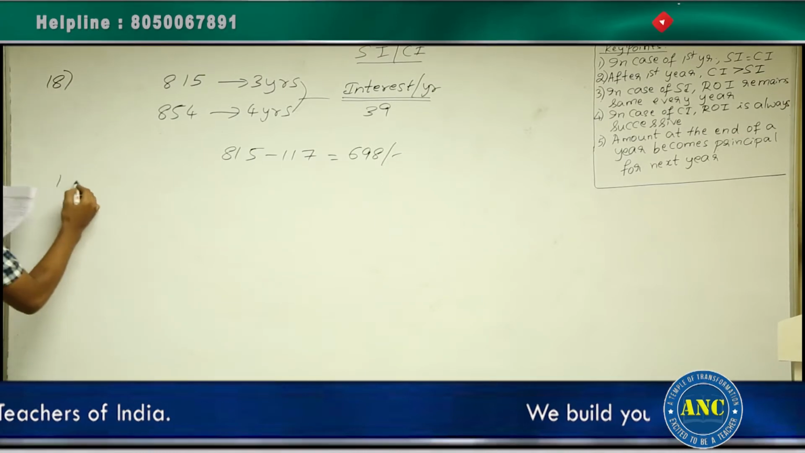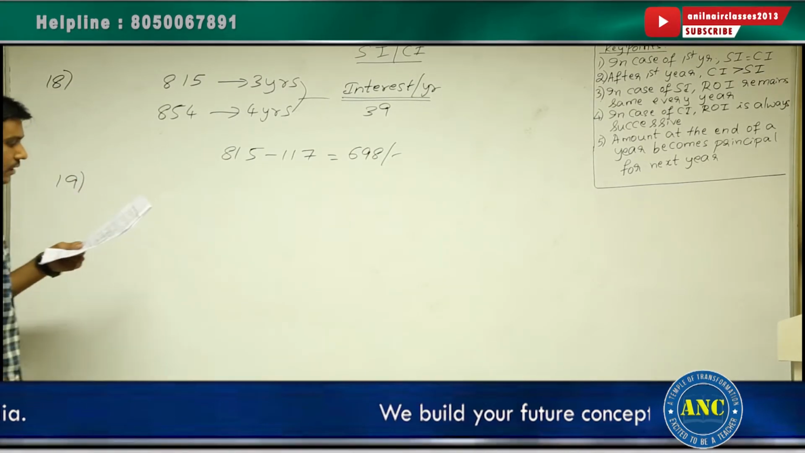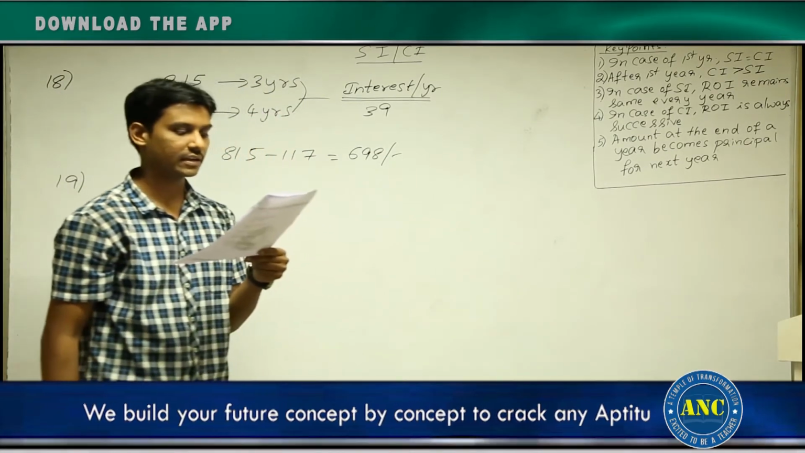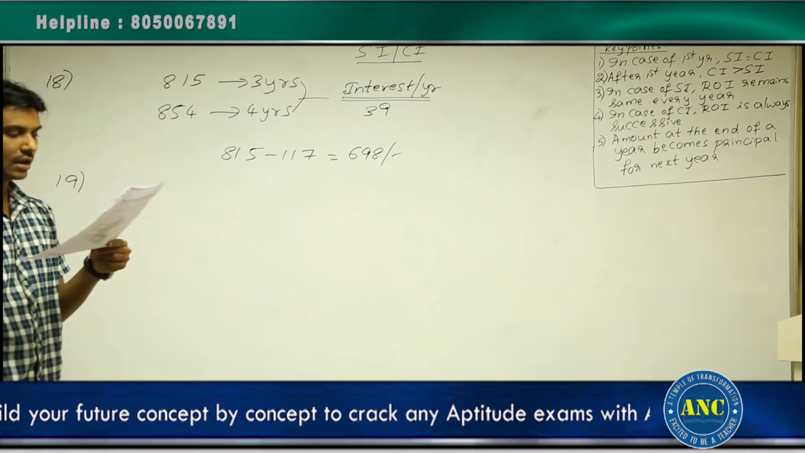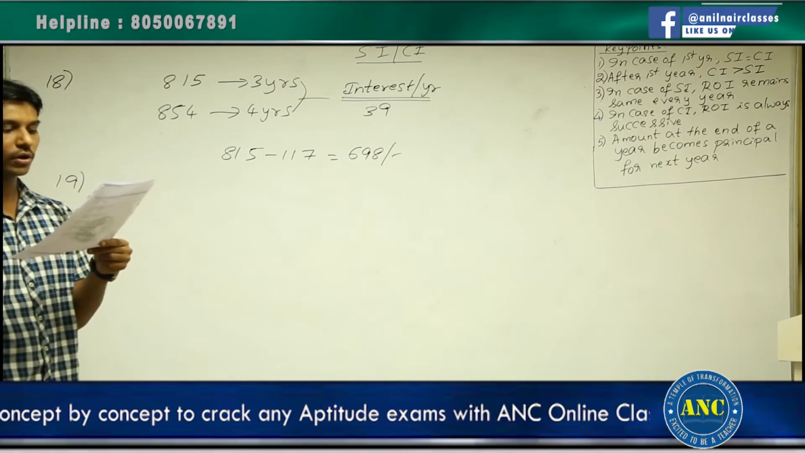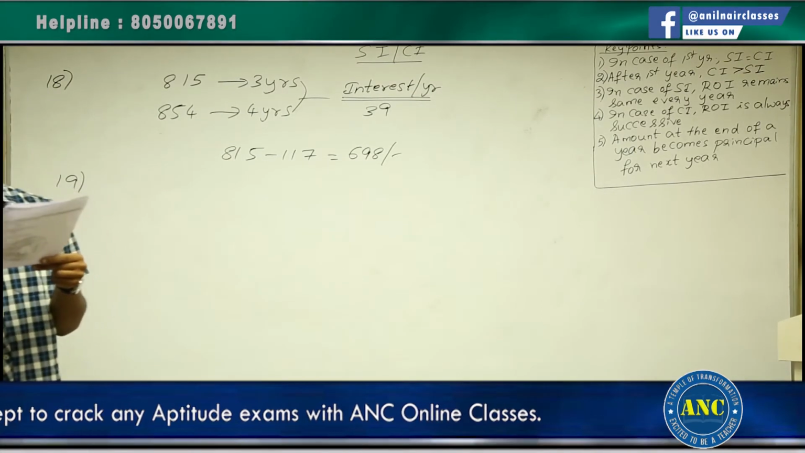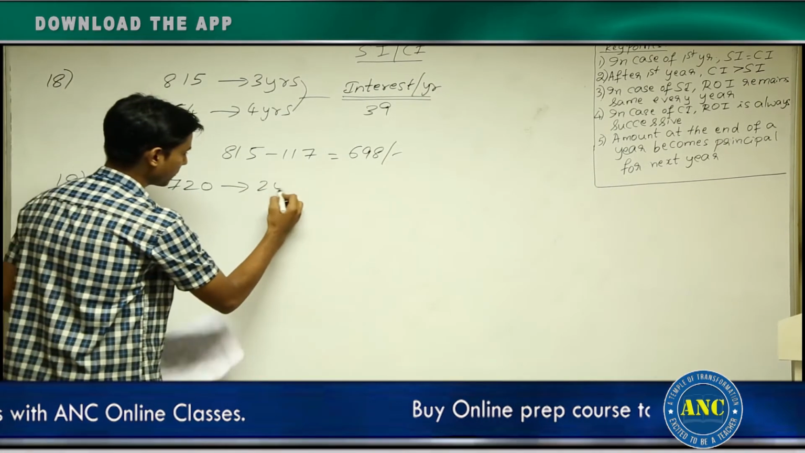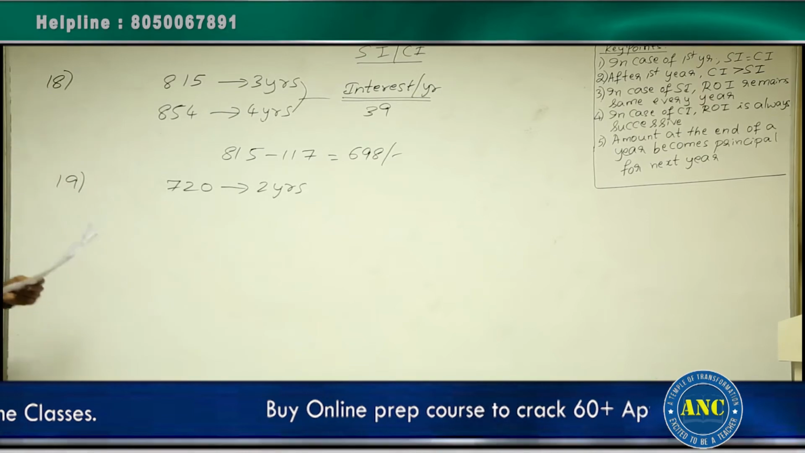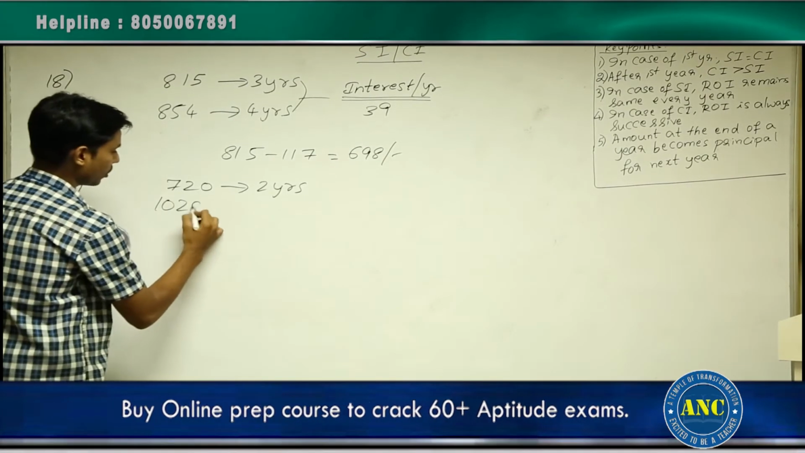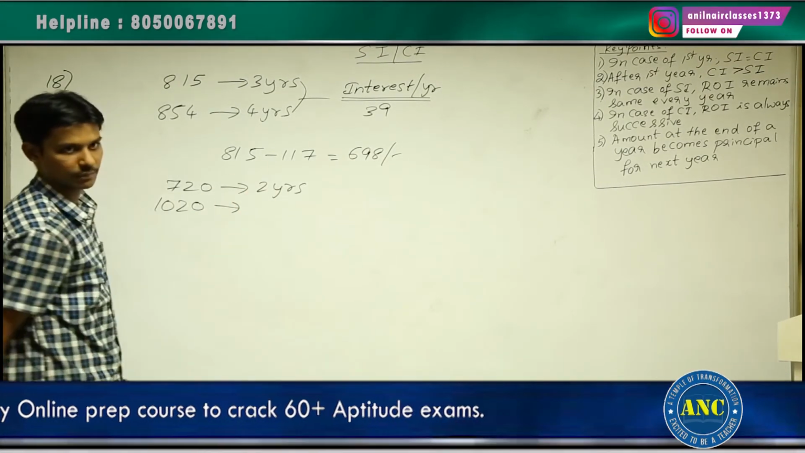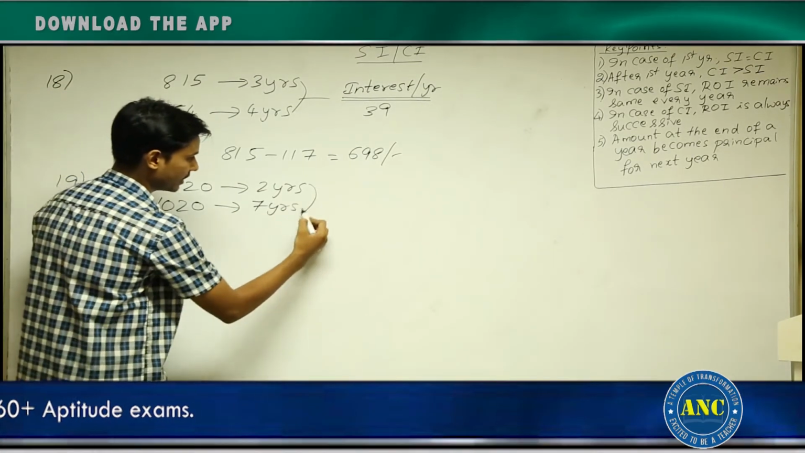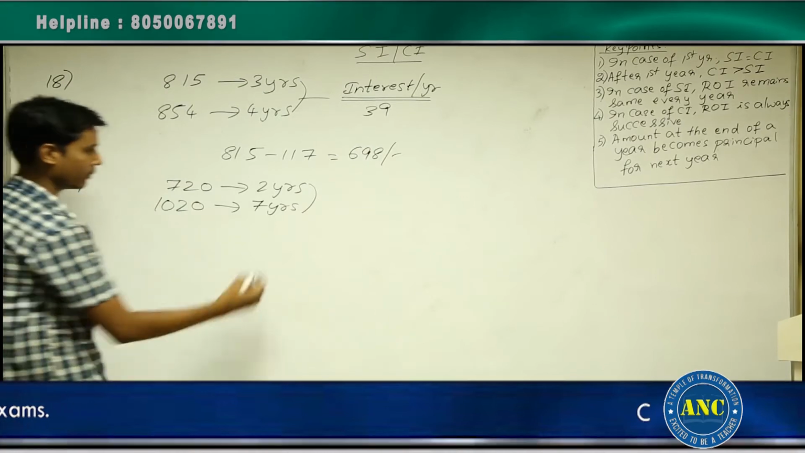Same logic applies for 19th question. A sum of money lent out at simple interest amounts to rupees 720 after 2 years and to rupees 1020 after a further period of 5 years. Please be careful with that. 720 it is for 2 years. It will amount to 720 after 2 years. And it is 1020 after a further period of 5 years. That means from 2 years, again 5 years. It is 7 years. That means there is a gap of 5 years.